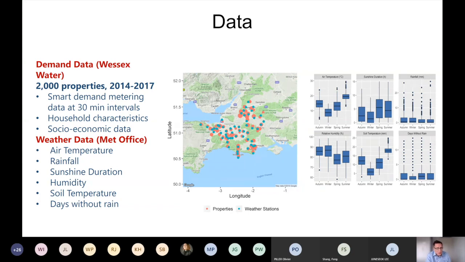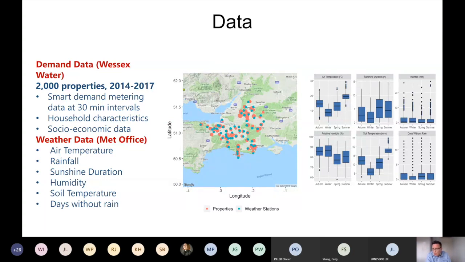There are two main sets of data. Demand data was smart demand metering data available at 30-minute intervals, and this was provided by the Wessex Water company in the UK. It was available for 3 years, and in addition to these detailed smart demand metering data, there was some data on households and other data related to the occupants of the households, and I'll mention this in a minute. In addition to this, we use the publicly available weather data, which is from the Met Office in the UK. The map here shows the location of these properties, which as you can see have been pretty much scattered around the south and west of England.